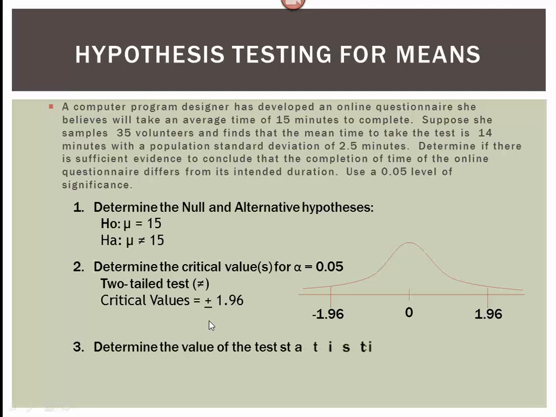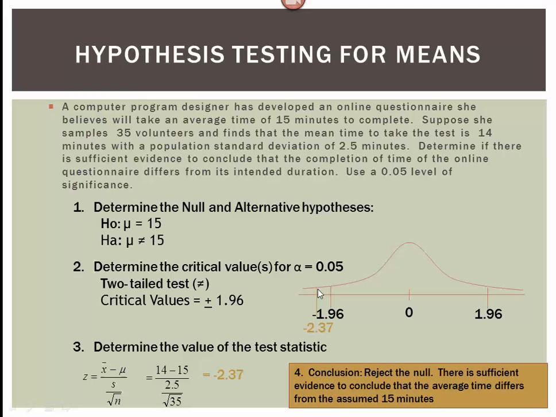Then we run our test statistic. We do this by plugging in 14, comparing it to 15 over the standard deviation sigma over the square root of 35, and we get negative 2.37, which is over here on the left. We can see that it did surpass the bar that I set. It fell into the rejection region, and so therefore we reject the null, and we say there's sufficient evidence to conclude that the average time indeed differs from the assumed 15 minutes. So my description is in rejecting or failing to reject the null, and then we talk about whether there's sufficient evidence to, and then we describe the alternative.